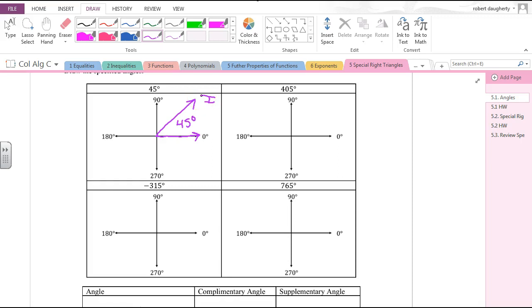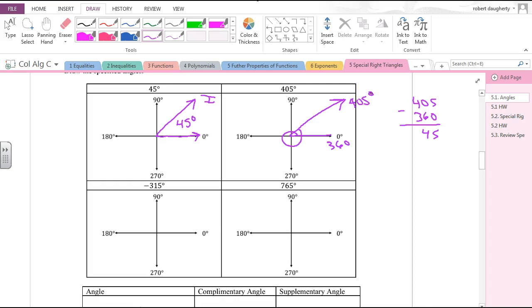405 degrees. What is one revolution? Going around one time is how many degrees? 360. So if I'm measuring 405, 90, 180, 270, that's 360. How much further do I have to go? What is 405 minus 360? That's 45. So after I get to 360, how much further do I have to go? 45 more. So this angle starts here, and it goes all the way around to there. So that is 405 degrees.